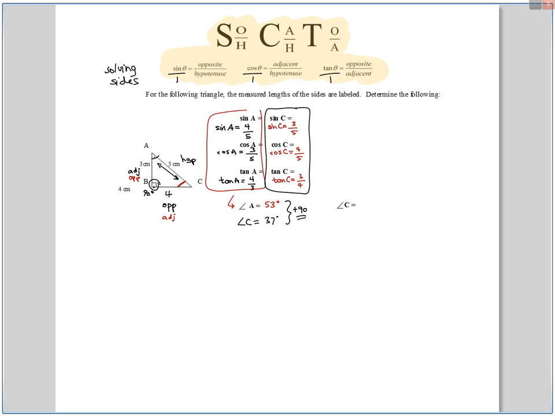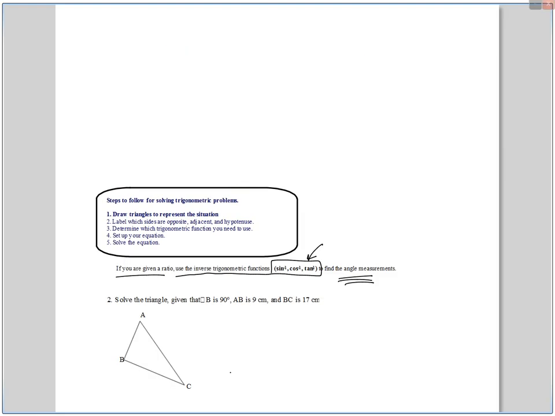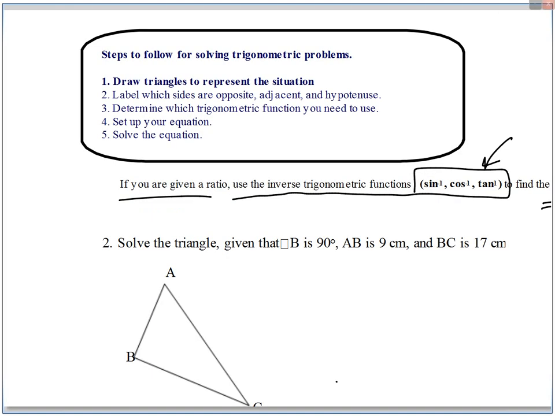On your page, do you have this thing called steps? Do I have that on mine? Yes, I do. Okay, steps. Draw triangles to represent the situation. That's often the hardest part. So I'll show you some examples where it's a little bit difficult. Then, of course, you label, like I've always told you. And then you figure out which equation.